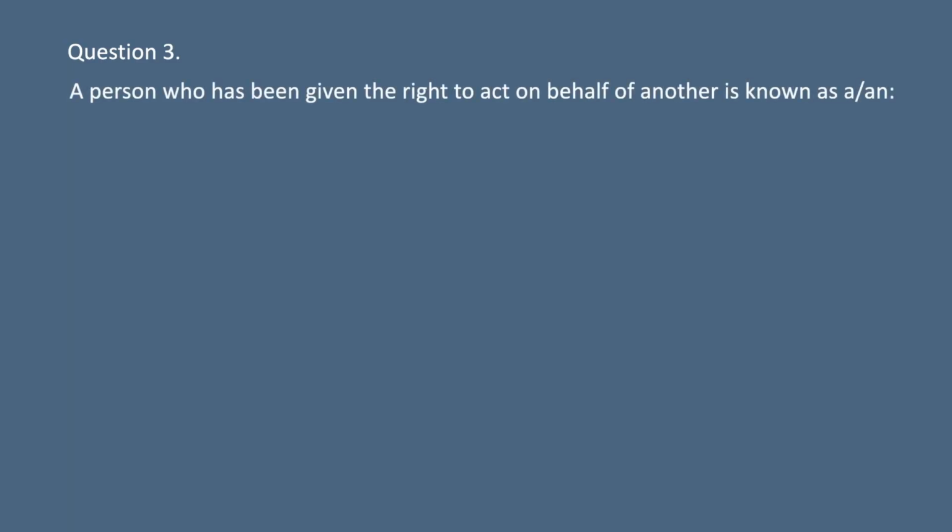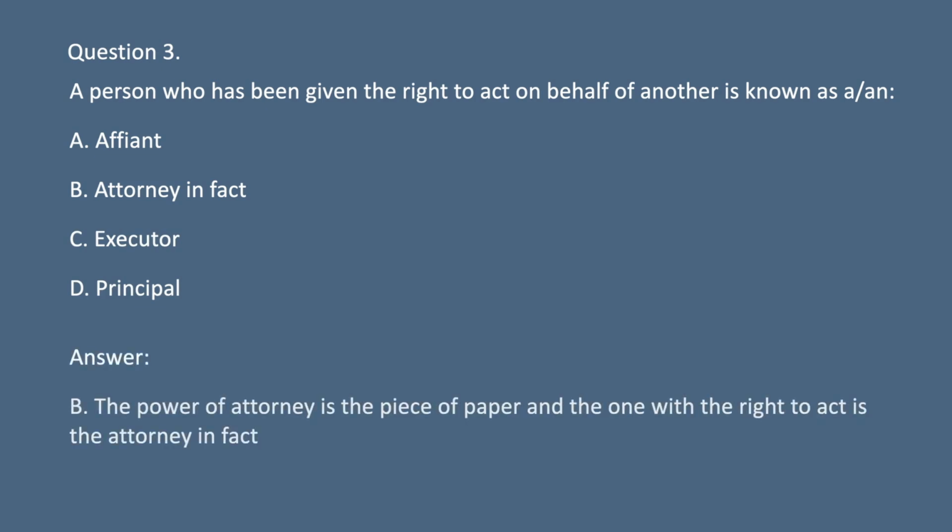Question 3. A person who has been given the right to act on behalf of another is known as A. Affiant. B. Attorney in fact. C. Executor. D. Principal. Answer. B. The power of attorney is the piece of paper and the one with the right to act is the attorney in fact.